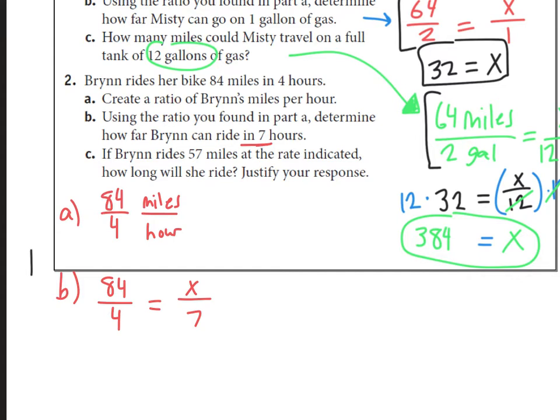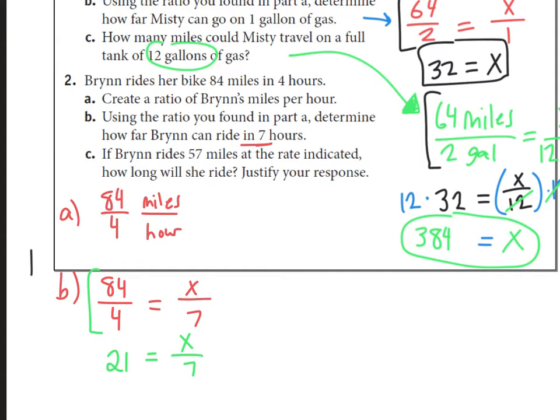In this example, we could simplify a little bit, because 84 divided by 4 is a nice whole number. It equals 21. There are other ways to solve these, but if you can simplify things, might as well. So I just did 84 divided by 4 equals x divided by 7.